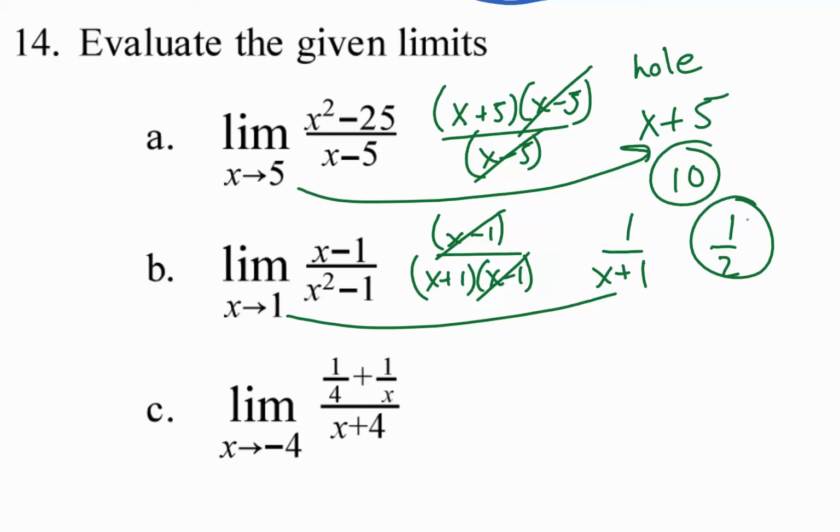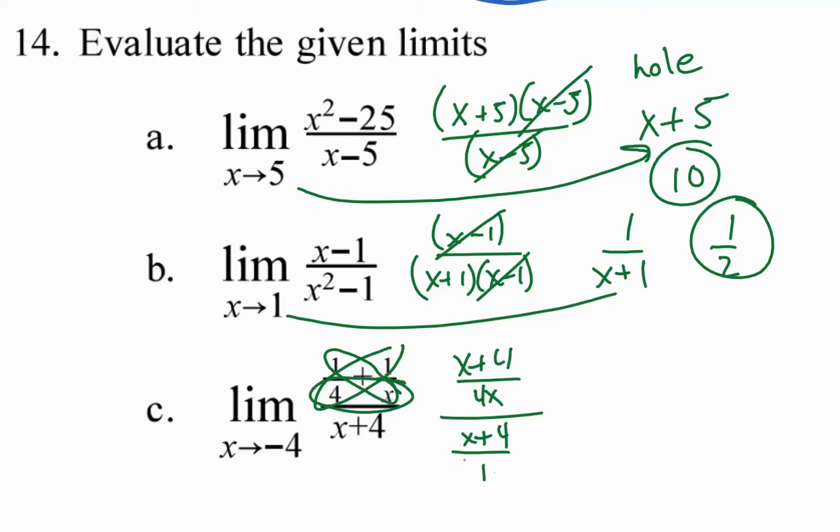Awesome problem here in C. Let's take a look. Can I put the -4 in? I cannot. But what should I do? I think bow tying in the top would be a pretty automatic pre-calc move. 1 over 4 plus 1 over x, x plus 4 over 4x, over x plus 4.